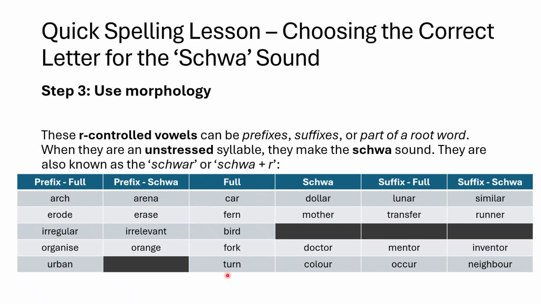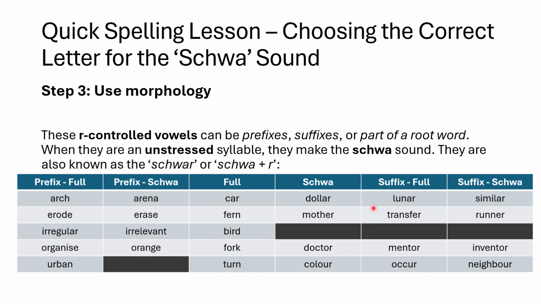The full R-controlled vowel sounds: car, fern, bird, fork, turn. The schwa R-controlled vowel sounds: dollar, mother, doctor, colour.